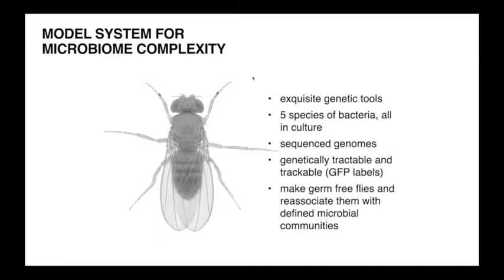So fruit flies, of course, also have these amazing genetic tools that things like squid and other insect models don't have. Probably the best studied developmental genetic model for animals. And then we've got sequenced genomes of all the bacteria, made them genetically tractable with plasmids. And then importantly, it's really easy to make a germ-free fruit fly. And then we can reassociate it with a defined microbial community. So we have an incredible amount of control over the whole biological system when we're doing these experiments.